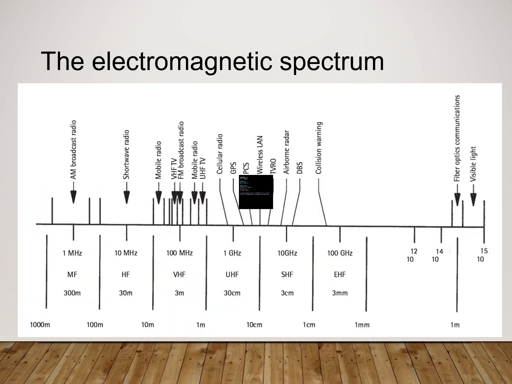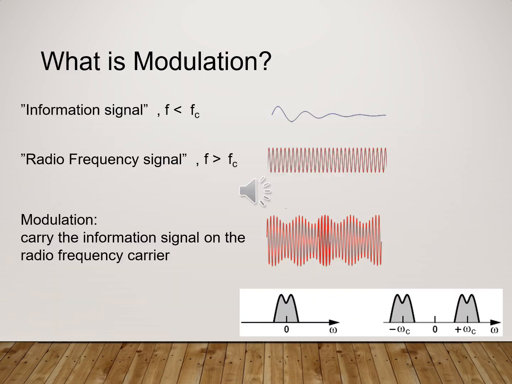This slide represents the electromagnetic spectrum. It is a good idea to look at it thoroughly. What is modulation? Modulation is carrying the information signal on the radio frequency signal. It is a process of mixing a signal with a sinusoid to produce a new signal. Mixing of a low frequency signal with a high frequency carrier is called modulation.